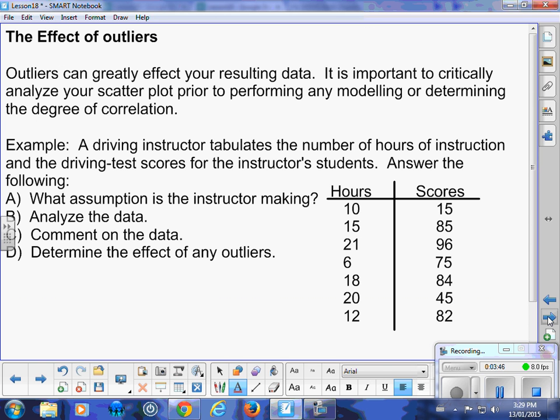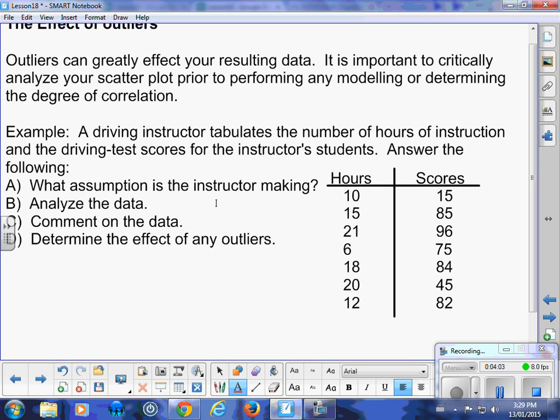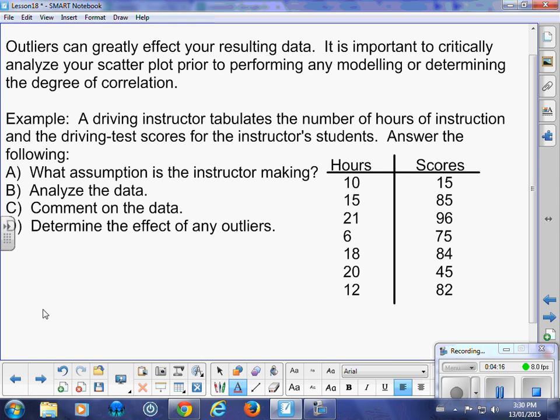And we move on to my last one. This one just shows how greatly an outlier affects your data. Okay, so an outlier, again, is a data point that does not fall within the trend of the other data. So the example: a driving instructor tabulates the number of hours of instruction and driver test scores. So that's what that chart is on our right. We want to answer the following. What assumption is the instructor making? All right, so for that first one, they're recording the number of hours and the number of scores. So what assumption is being made here?